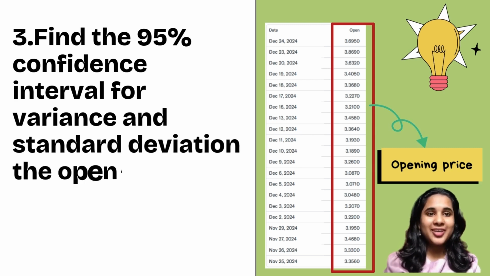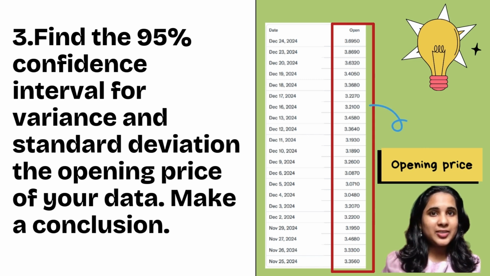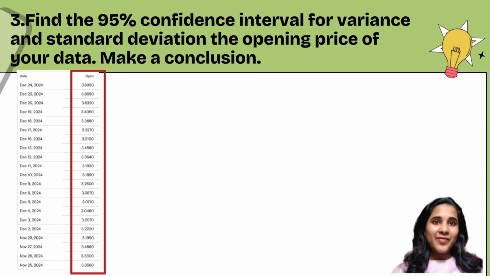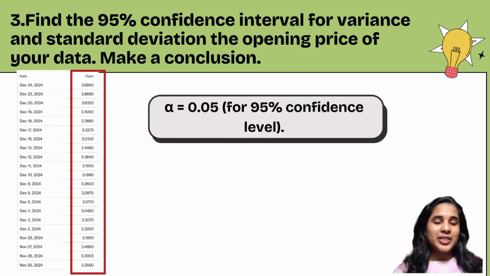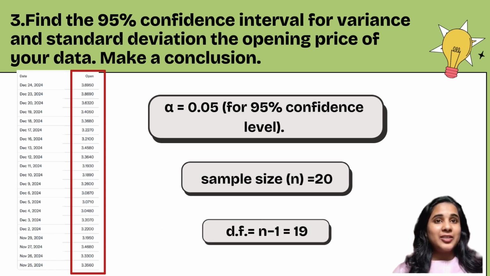Today I'm going to present question number 3, which is to find the 95% confidence interval for the variance and standard deviation of the opening price of your data, and make a conclusion. So from the question, we get the alpha value which is 0.05 for the 95% confidence level. From the table, we know the n value is 20 and so the degrees of freedom will be 19, which is n minus 1.